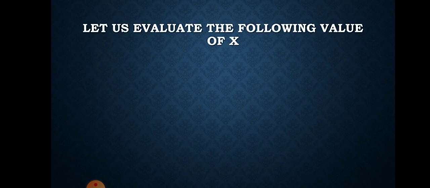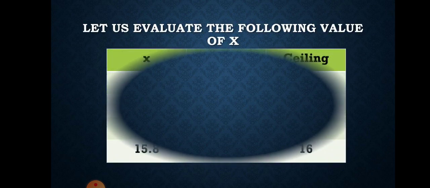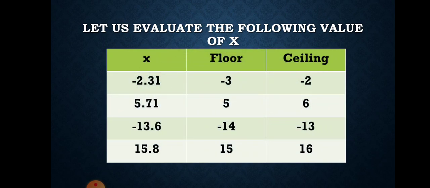Let us evaluate the following value of functions. Kung makita po natin sa table, x, negative 2.31, so ang floor function niya ay negative 3, ang ceiling function niya ay negative 2. Bakit? Dahil ang negative 2 is greater than negative 3.